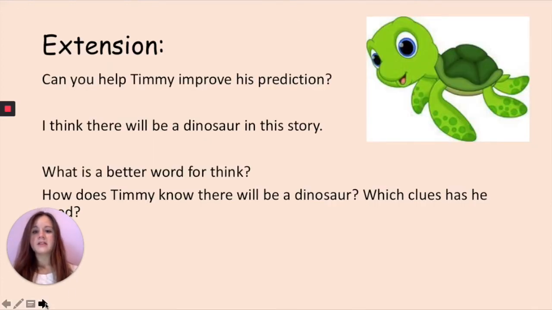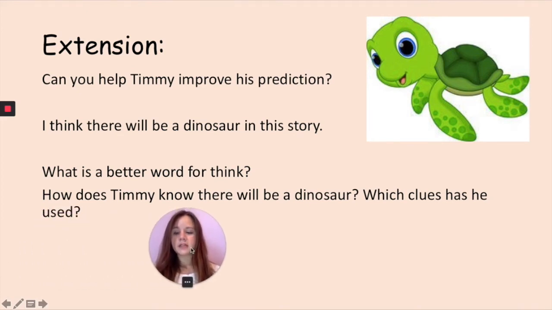And here is your extension activity. Can you help Timmy improve his prediction? I think there will be a dinosaur in this story. What is a better word for think? What have we been saying? And it begins with a P. How does Timmy know that there will be a dinosaur? Which clues has he used?